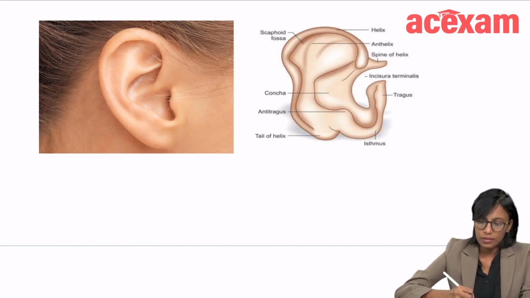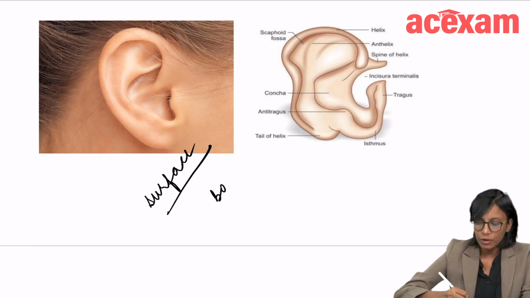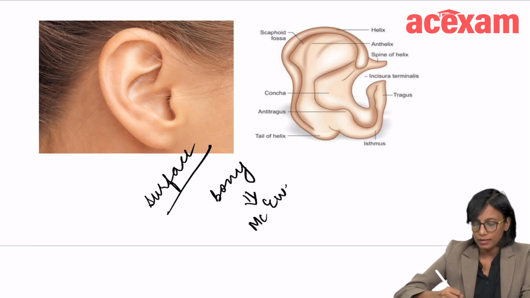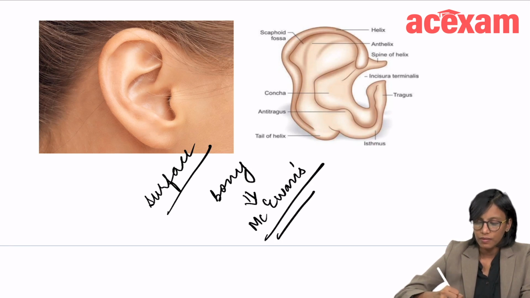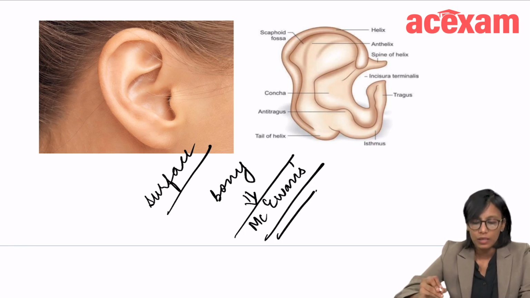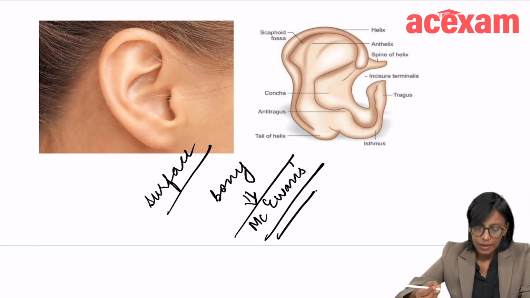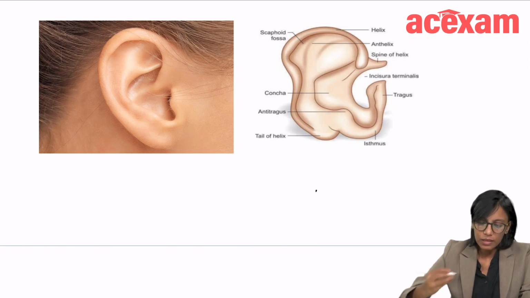So this is only a surface landmark. What is the bony landmark of the mastoid antrum? It is McEwen's triangle. We have studied that before. The bony landmark is McEwen's triangle, and it is used for surgery. For the surface landmark for clinical examination, we use the Simba concha.